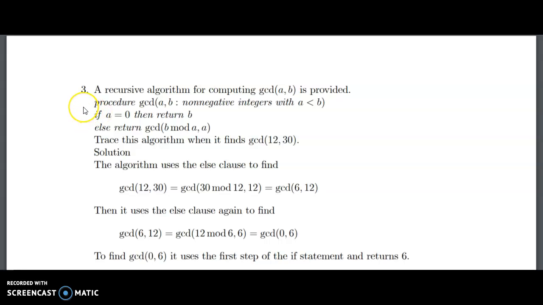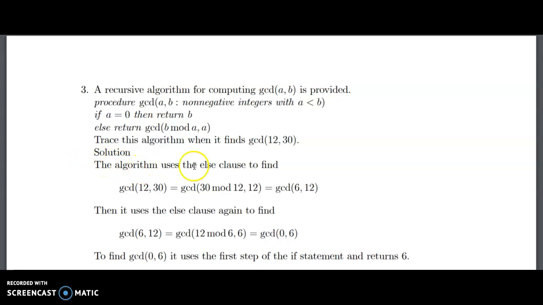A recursive algorithm for computing the GCD of A and B is provided. It is this procedure. The basic case is when A is 0, then the output is B. And in the else statement of this if operator, the algorithm calls itself with values, the remainder of B mod A and A. Trace this algorithm when it finds the GCD of 12 and 30.